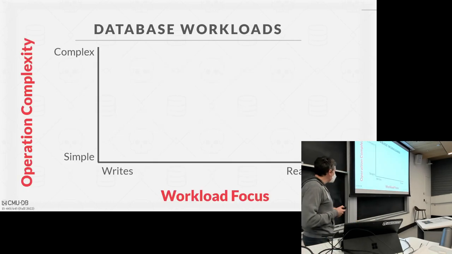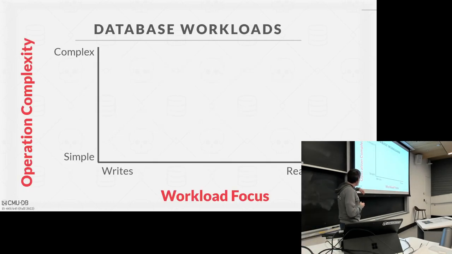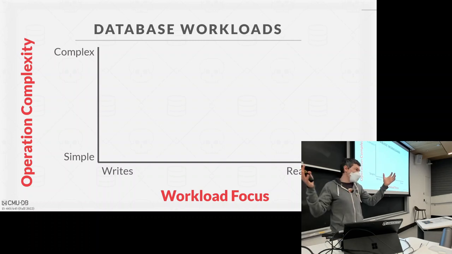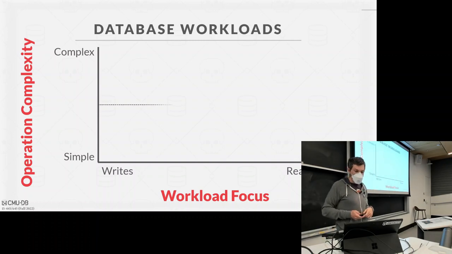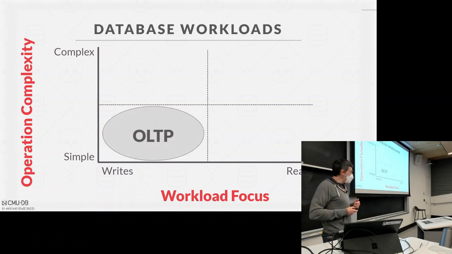Another way to think about it is on a spectrum like this. Along the y-axis, you would say the operation complexity, or complexity of the query, right? Is it simple things like go get one record, or is it doing multiple joins, doing aggregations and so forth? And then on the x-axis, we say the workload focus: is the workload going to be write heavy versus read heavy? So you can sort of think of this division line here where you have OLTP at the bottom, where they're going to have a lot of writes, but they're going to be more simple. And the queries themselves, the reads, could be more simple as well.